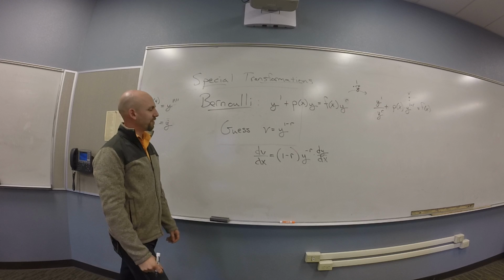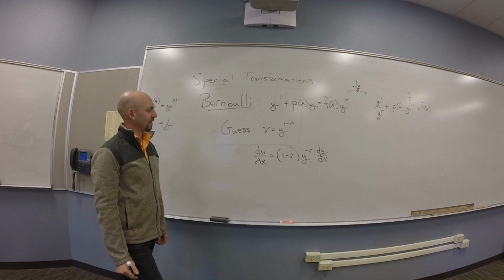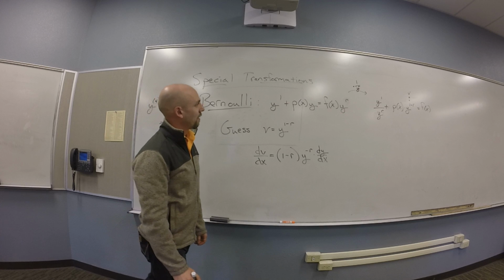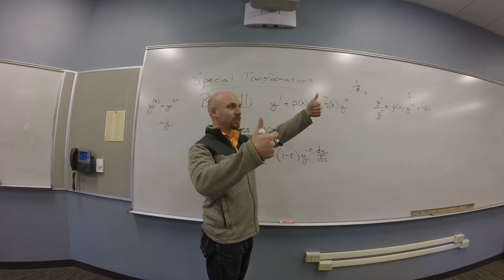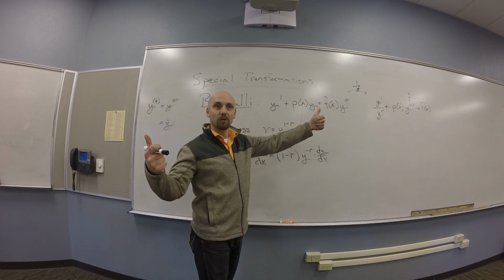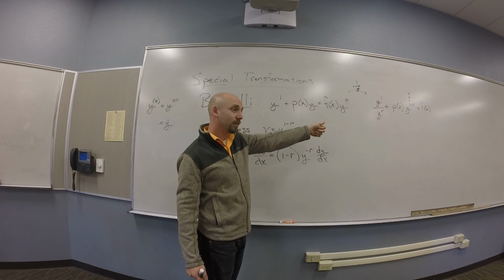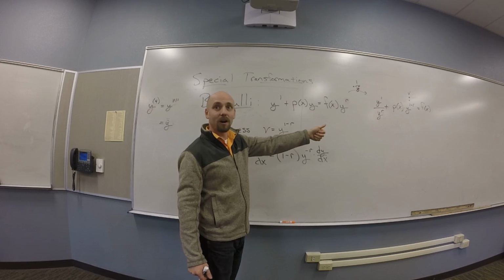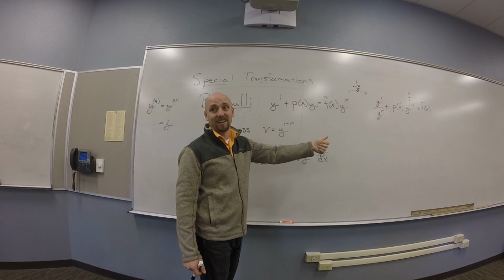Okay, how helpful was that? You got f of x by itself. I got f of x by itself, that's cool. I got a y to the 1 minus r, that's a v. Cool. If only I could get rid of that first bit of crud, right? Y prime divided by y to the r. Like if I could get that in terms of v, then I'd be set.